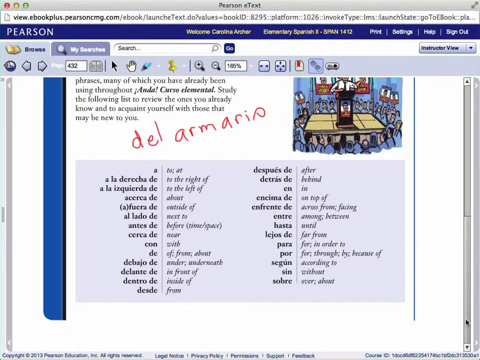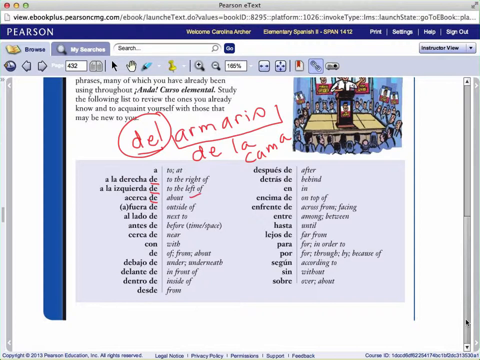Armario is singular and masculine, so we're going to say a la izquierda del armario, okay? So with the preposition de, you have to keep in mind what comes after it. If it's a noun, this has to agree, okay? If this were feminine, then we would say de la cama, for example, next to or to the right of the bed. And the same thing with plural, de los or de las.